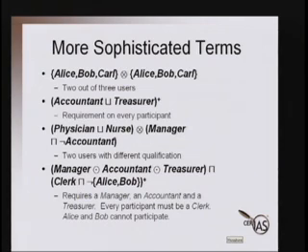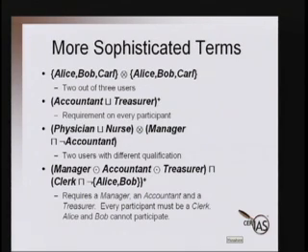Next, I would like to show you some more sophisticated terms to demonstrate the expressive power of the algebra. In the first example, the term requires any two users out of a set of three users. The second term requires that every participant must be either an accountant or a treasurer, but there is no bound on the number of participants.